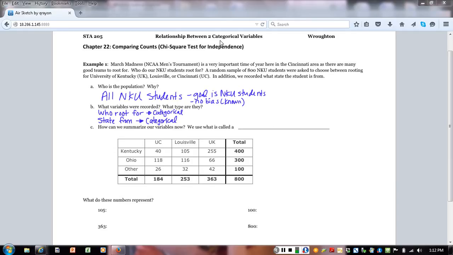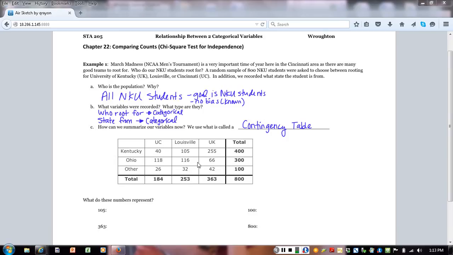When we have two categorical variables, we like to be able to look at both of them, so we're going to summarize them in a little bit different way. The table that we have below is what's called a contingency table. First we're going to look at it and see if we understand what the numbers represent. We have what state the student is from, classified as Kentucky, Ohio, or other. And then we have which team they would root for between the three, either UC, Louisville, or UK. And then we have some totals.